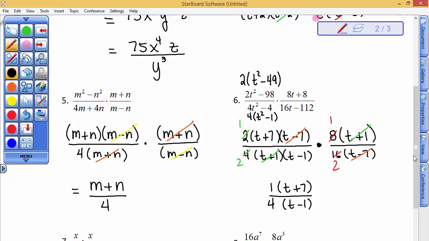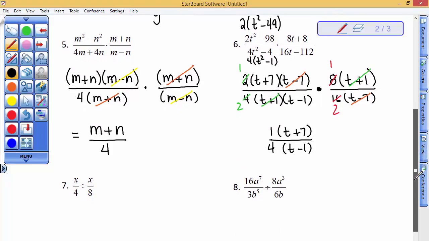I'm trying to think if there's another way. You could pull the 1/4 out in front. I'm going to stop here.